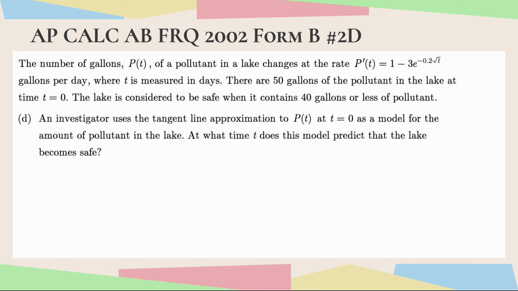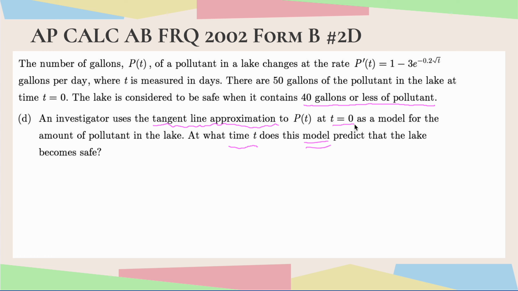Okay, so just to recap quickly, we are looking for the time t when the model predicts that the lake will be safe, which is when it contains 40 gallons or less of pollutant. Specifically, the model they're referring to is the tangent line approximation model. So let's start out with getting the tangent line approximation.